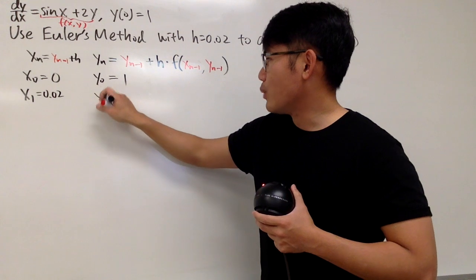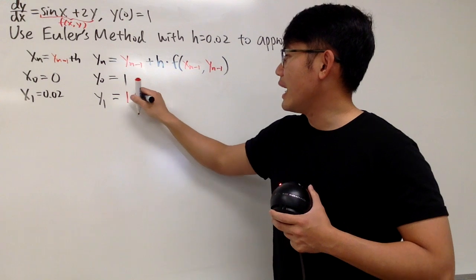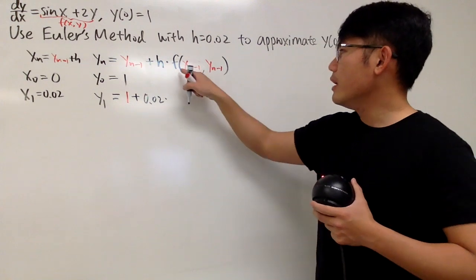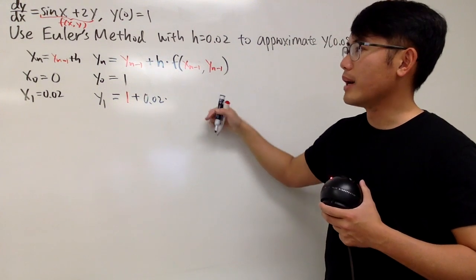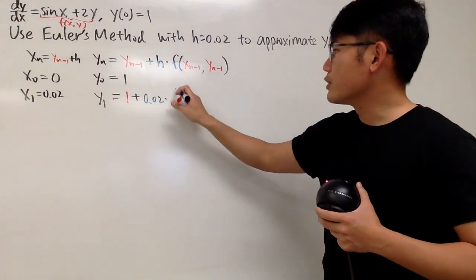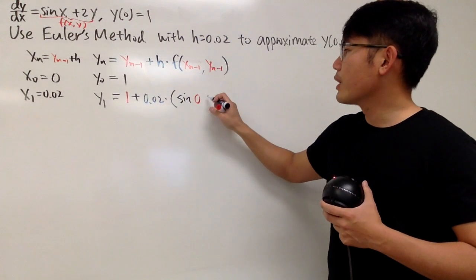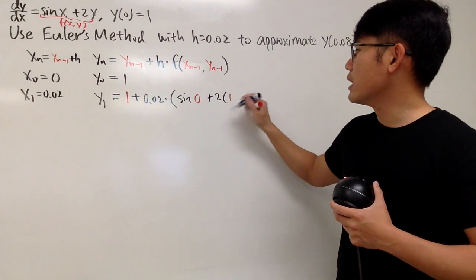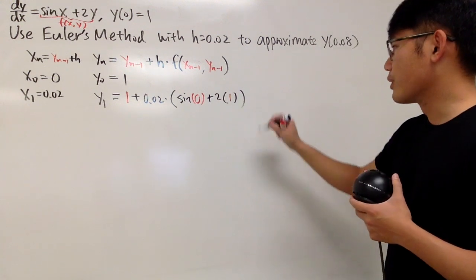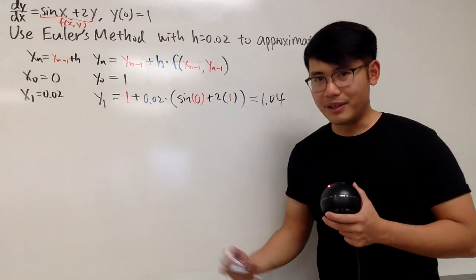All right, y1. You are going to look at the previous y value, which is 1, and then you add h, which is 0.02, and then you multiply by f of the previous x and y values. So you put the previous x and y values into here. I'll just put the parentheses. You put 0 into sine, and then you add 2 times 1, like that. So that's pretty much the idea. And of course, just use a calculator if you would like. This is not that bad at all. You get 1.04.